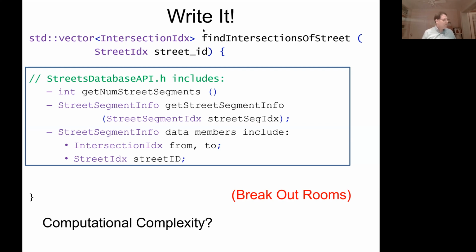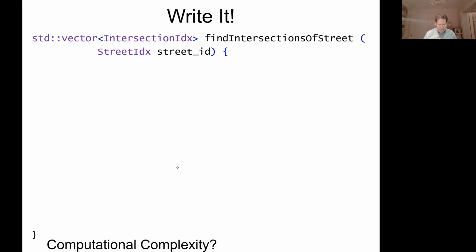I see someone saying put the segment in. Yeah, we want to go through all of the street segments. So that's going to be a loop from 0 to num street segments minus 1. We want to check if that street segment is part of the correct street. And the street segment does know what street it's part of, so we can check that. And then if it is, we're going to get its from and to intersection and push those into the vector. And we're going to keep doing that. Okay, so let's look at that code first, and then I'm going to ask you what the computational complexity is.